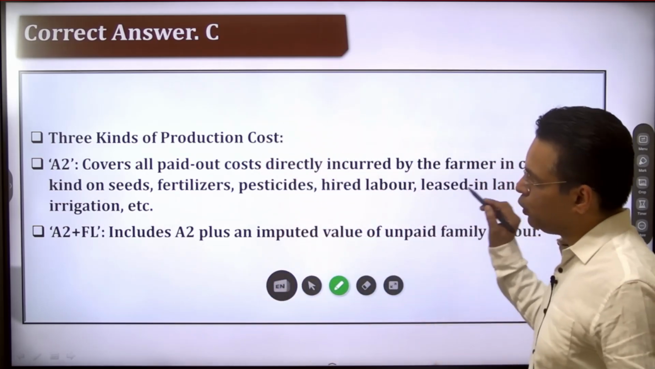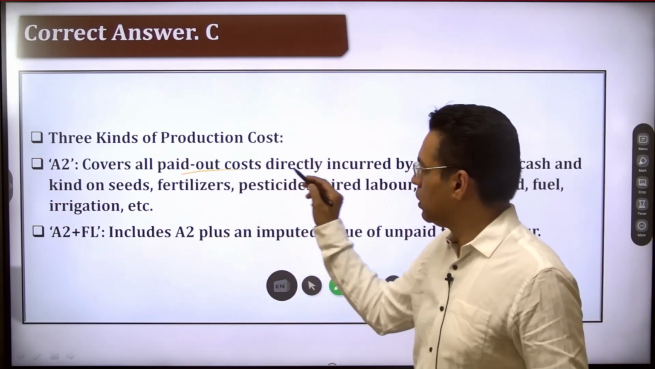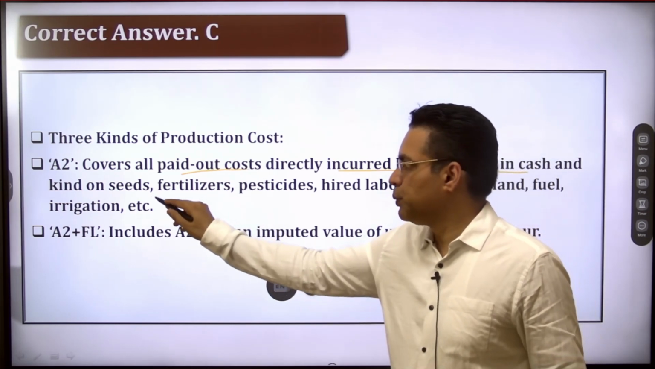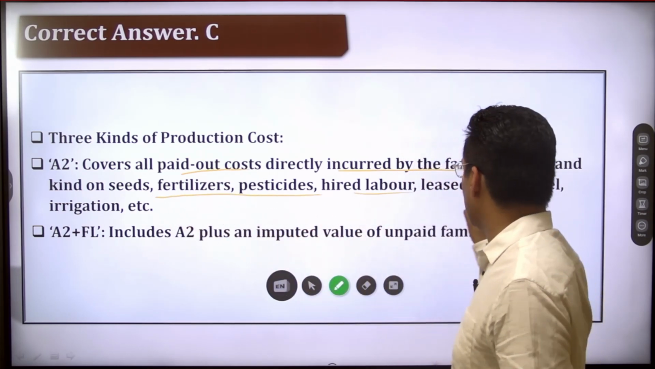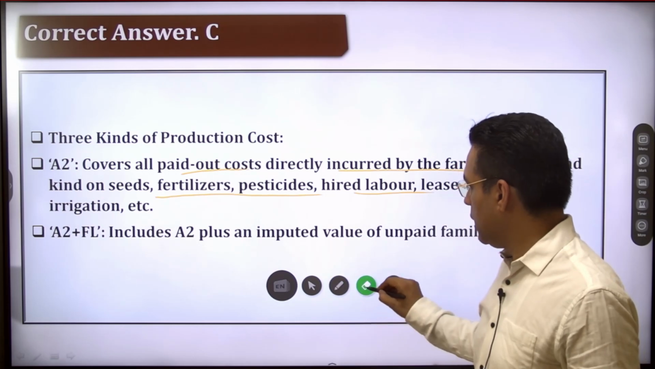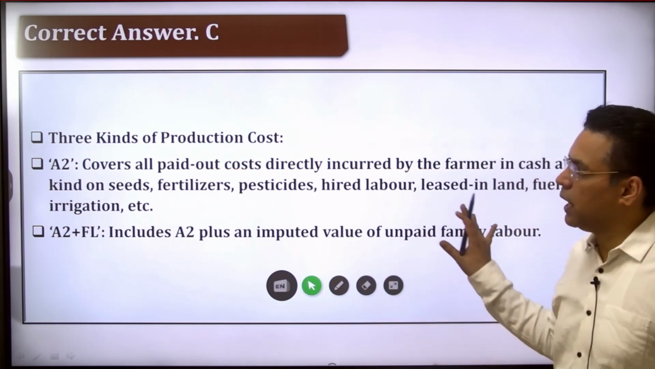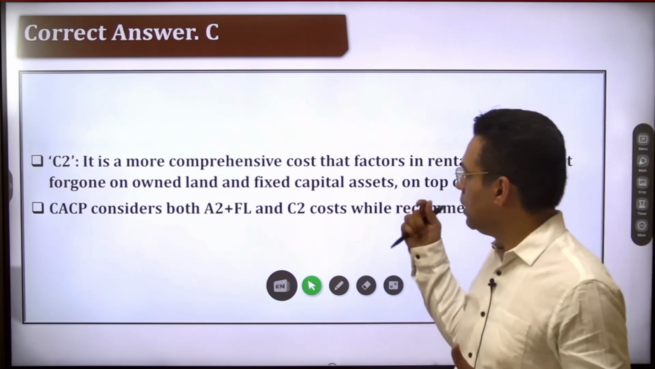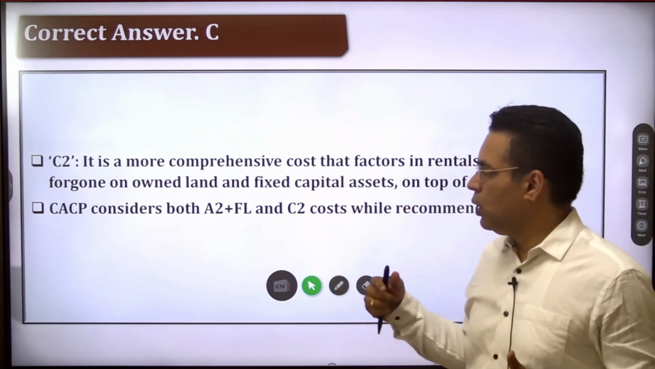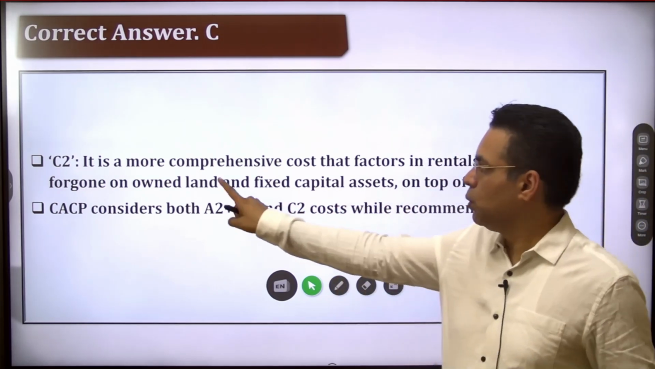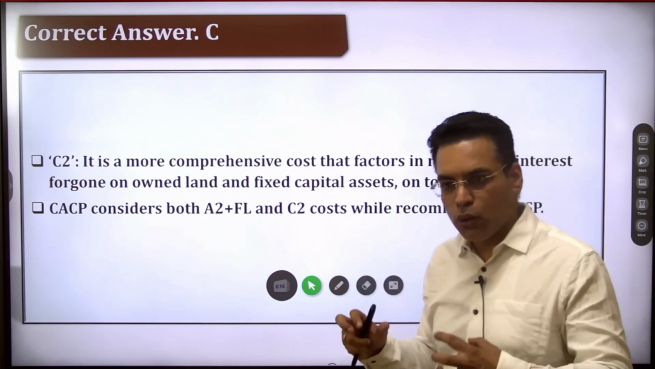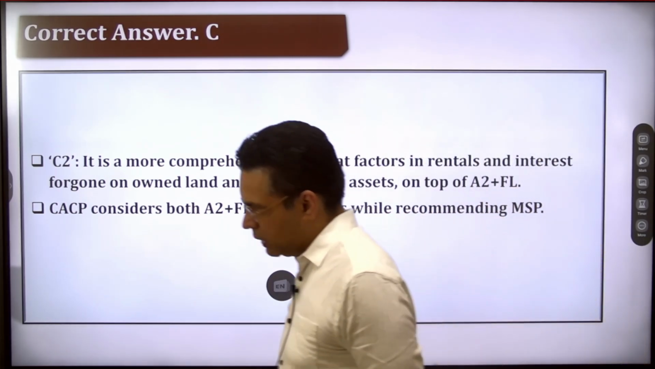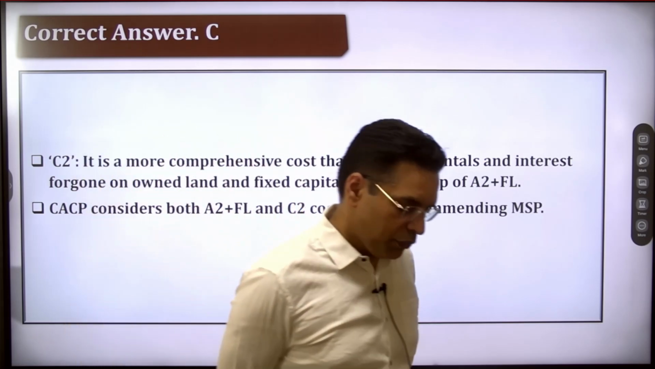So what is A2? A2 covers all paid-out costs directly incurred by the farmers in cash, for example input cost, fertilizer, pesticide, hired labor and irrigation. And in A2 plus FL, the family labor gets added. Similarly, C2 is more comprehensive, and here we add the interest cost on owned land and fixed capital. If you have taken a loan, the interest cost can also be there. So there are 3 methods for calculating MSP.